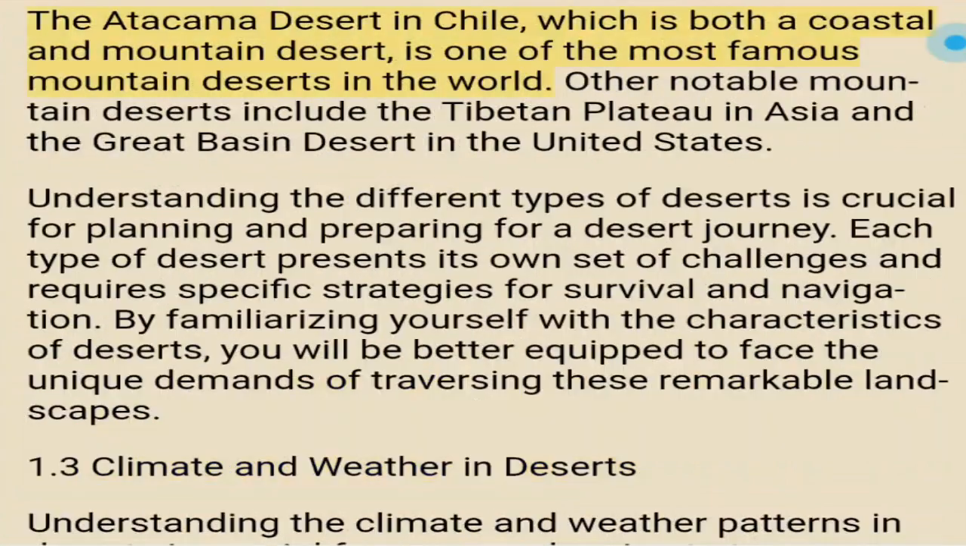The Atacama Desert in Chile, which is both a coastal and mountain desert, is one of the most famous mountain deserts in the world. Other notable mountain deserts include the Tibetan Plateau in Asia and the Great Basin Desert in the United States.